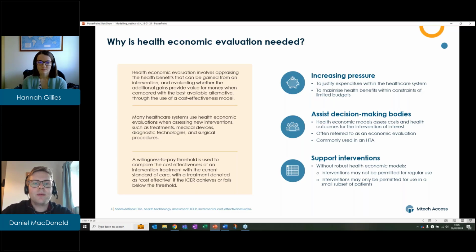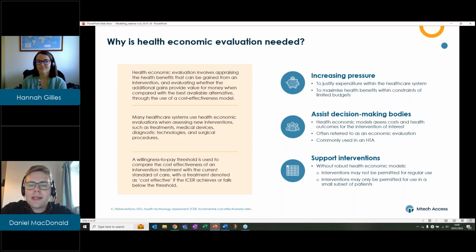So let's say we've got a £25,000 per QALY measurement. You compare that to the willingness to pay threshold, and if it falls below the threshold, then it is deemed as cost effective. If it falls above the threshold, then it is deemed as not being cost effective.